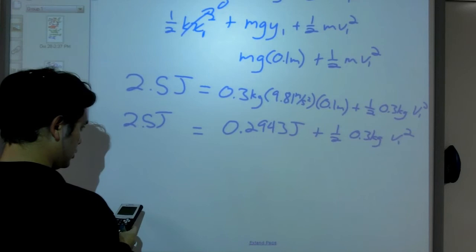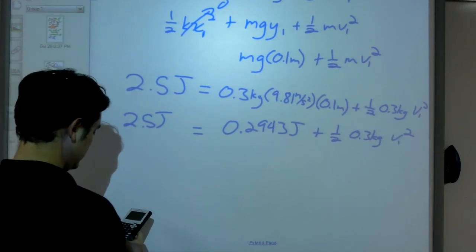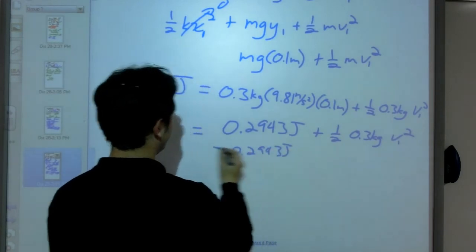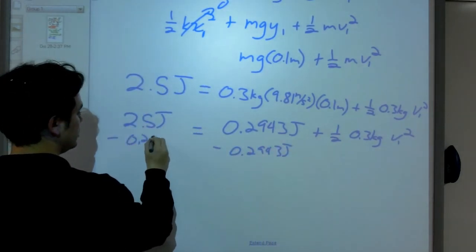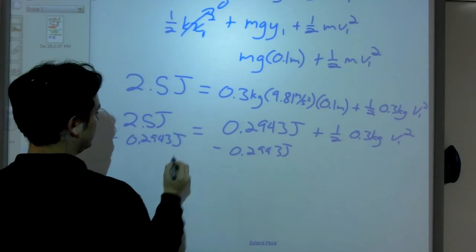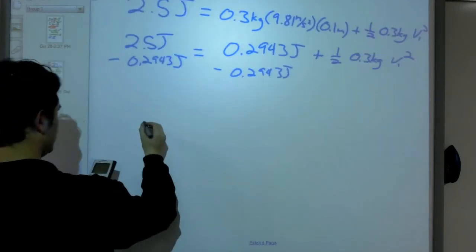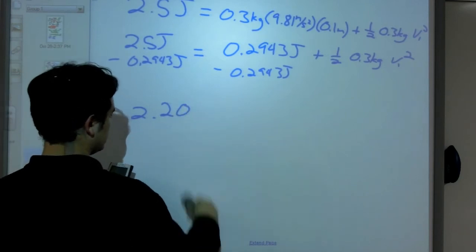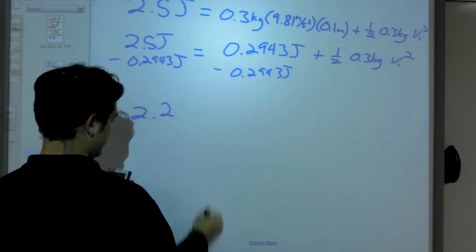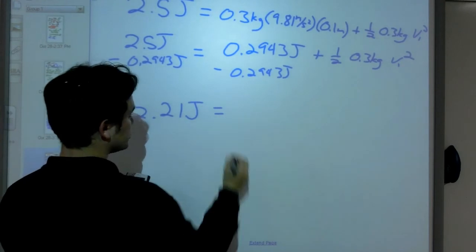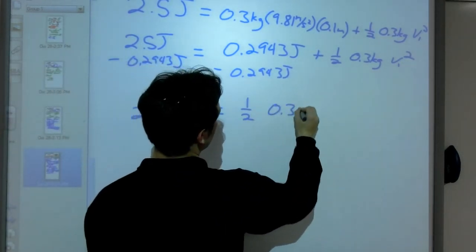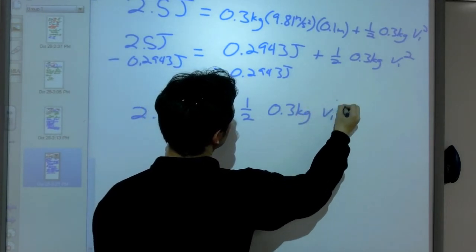So I'm going to take 2.5 minus that value. I'm going to subtract this off. Do the same thing to both sides. That leaves me with 2.2, oops, 2.1 joules equals 1/2, 0.3 kilograms times v1 squared.